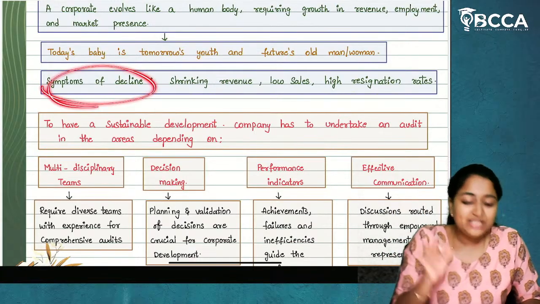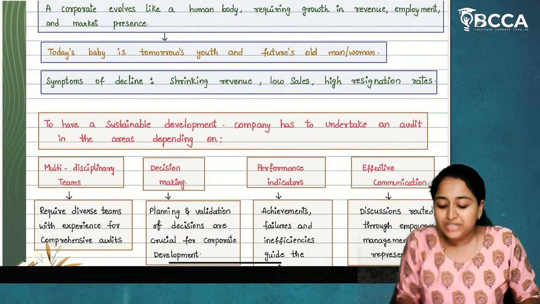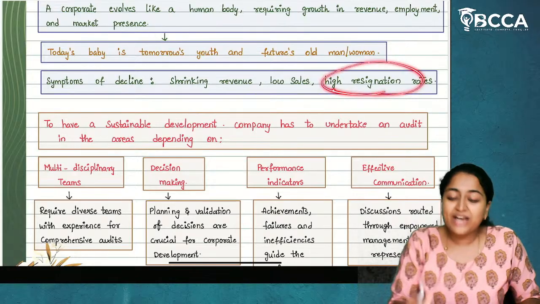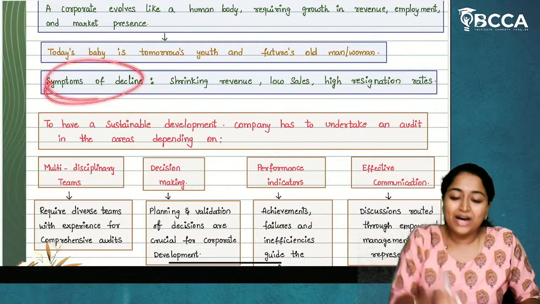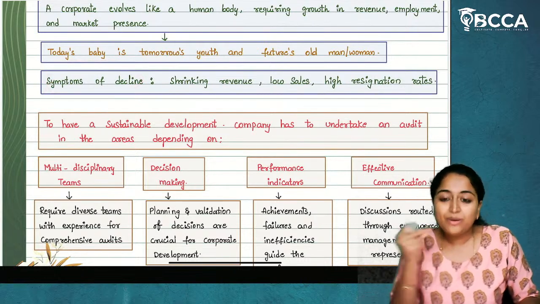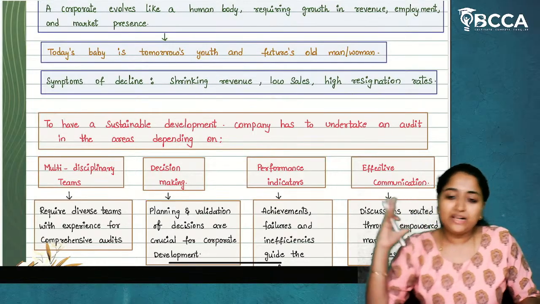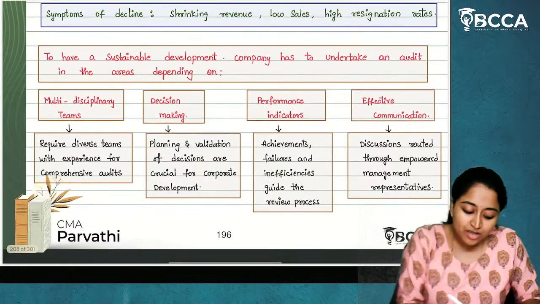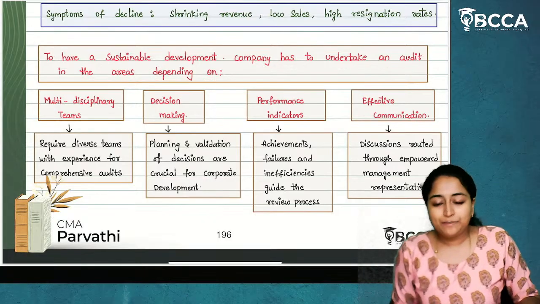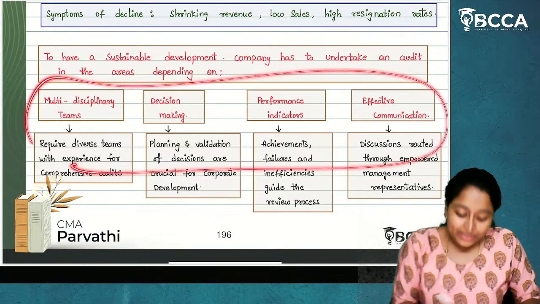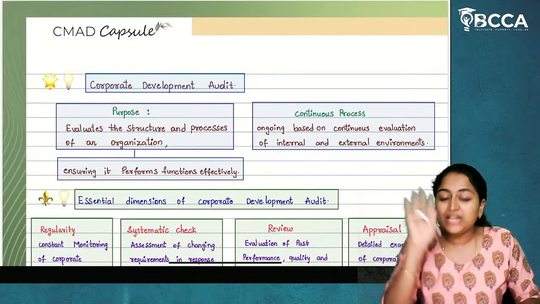Now, when can we say that the corporate is declining? Symptoms of decline. If there is shrinkage in revenue, if revenue is decreasing, if there are low sales, if high resignation rates, if everyone is resigning from your organization, which means you are going into declining stage. Now immediately what organizations have to do? They have to rectify it and stay in that particular developed position. Now what can be done? To have a sustainable development, company has to undertake an audit in the areas depending on. So based on these categories, the company has to go for corporate development audit to have that sustainable development in the organization.